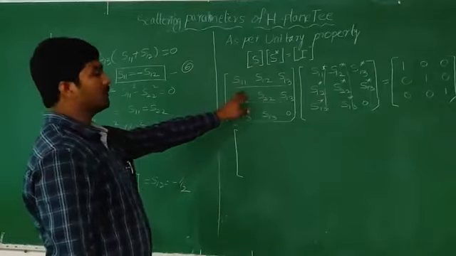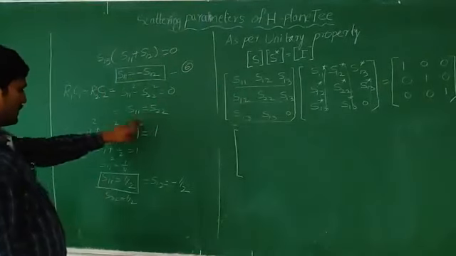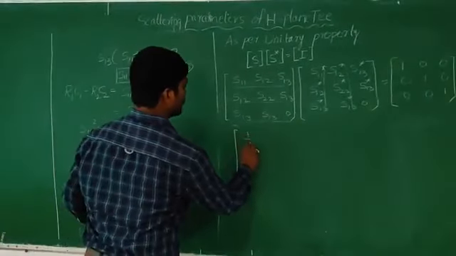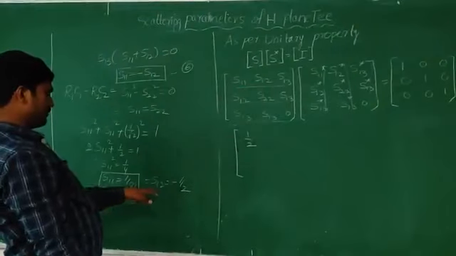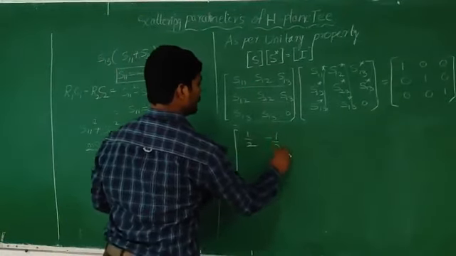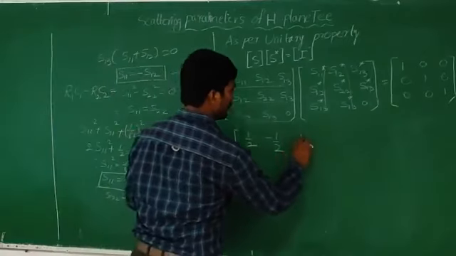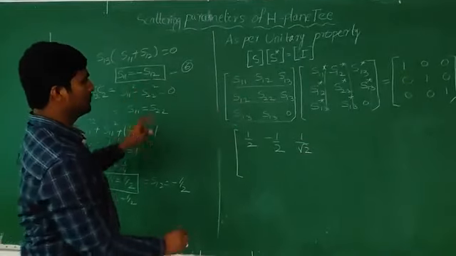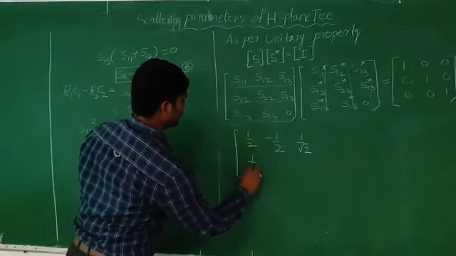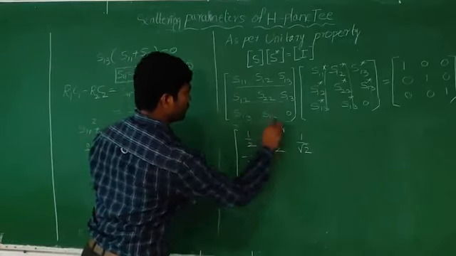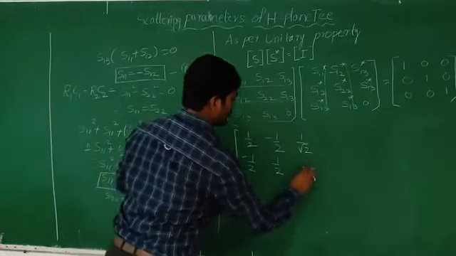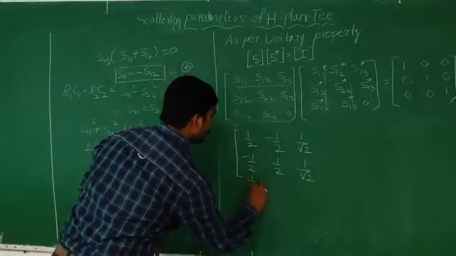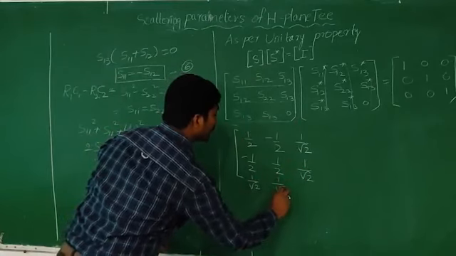We are writing the values. S11 we got is 1 by 2. S12 value is minus 1 by 2. S13 value is 1 by root 2. And S21 value is also minus 1 by 2. S22 is equal to 1 by 2. S23 is equal to 1 by root 2. Here S31 also 1 by root 2, here S32 is 1 by root 2, and S33 is 0.